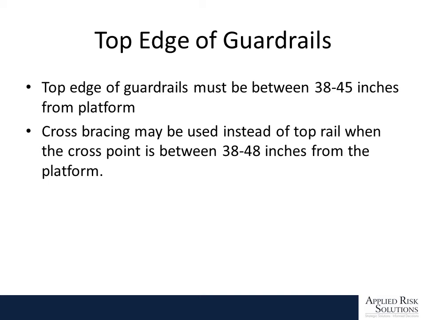Now, cross bracing is used on scaffolding to provide structural stability for the platform, and cross bracing can be used instead of a top rail or for a top rail if the crossing point is between 38 and 48 inches from the platform. Now, cross bracing can be used as the top rail or the mid rail, but not for both.